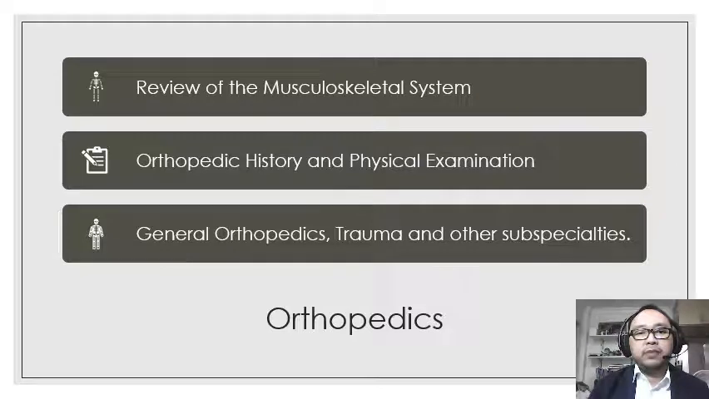So, as an outline of our orthopedics module, we discussed the review of the musculoskeletal system, orthopedic history and physical examination, and general orthopedics and parts of orthopedic trauma we already discussed. So, for this lecture, we'll be continuing discussion on trauma, particularly orthopedic trauma by regions.